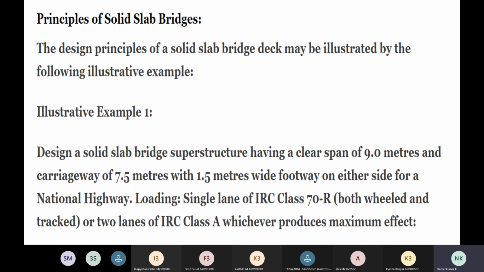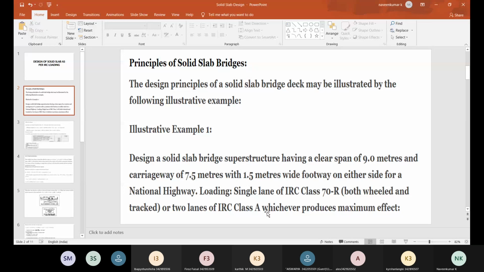So the solid slab which you're going to design is for a national highway. In the national highway there is a bridge located, and for that particular bridge you're going to design the solid slab. Then the loading condition they have given, as per the Indian Road Congress, is a single lane of IRC class 70R. That is the loading condition which has been given.